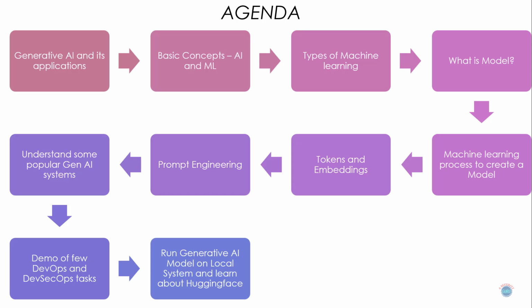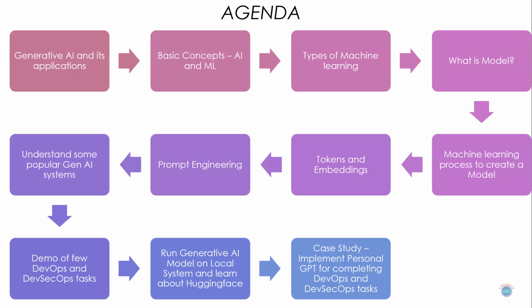Till now, we have used the models that are already trained. What if we want to have a model which can read your files and provide some recommendations? The next agenda item will help you with that. We will implement a case study where we will implement a personal GPT that will go through our documents and will help us to accomplish our DevOps and DevSecOps tasks. It can be a log file, it can be a code file. It will help us with every task and with every document that we will provide to this GPT.